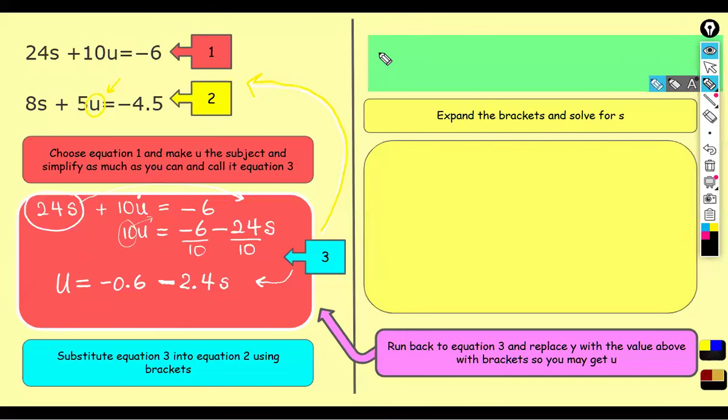We have 8S, writing it like an S, plus 5. Look at the u here. We have to replace that u with, I'll use a different color, with what in brackets? With minus 0.6 minus 2.4S. And this whole thing is equal to minus 4.5, right? Look at it here. You still live here. But we throw him away and we replace him with something of equivalent value. So you've got to take your time now. You see everyone in these red brackets multiplied by who? Mr. 5, right?